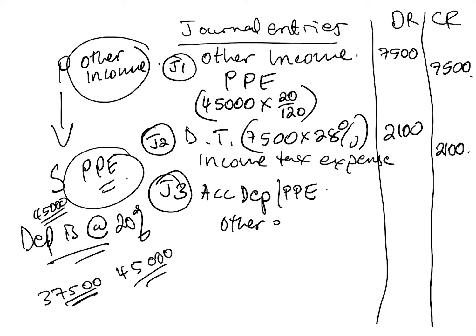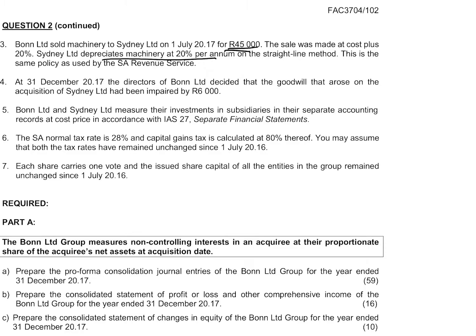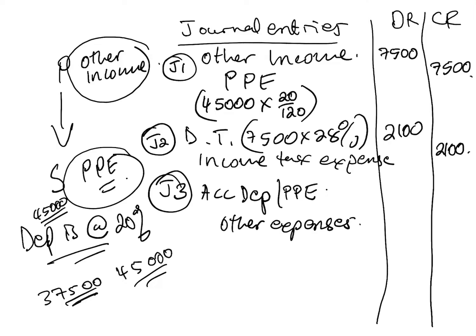other expenses, assuming that this was acquired in the current year. Bond sold machinery to Sydney on 1 July 2017. We are preparing the financial statements for 2017. So it was in the current year, meaning that we are going to put our other expenses. But if it was in the previous financial year, we were going to put retained earnings, because the profits for the previous year are included in retained earnings.